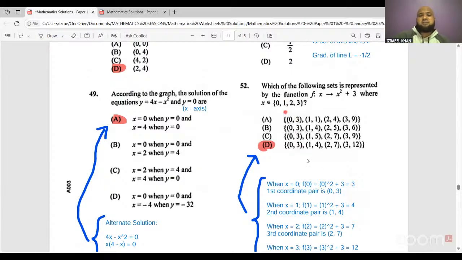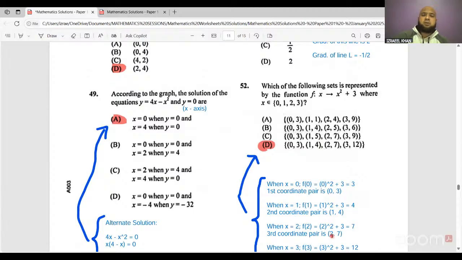The next one, when x is 1, it'd be what? 1 squared plus 3. 1 squared is 1. 1 add 3 is 4. So my second coordinate pair will be 1, which is x, comma, y, which is 4. So you know A is wrong and C is wrong.